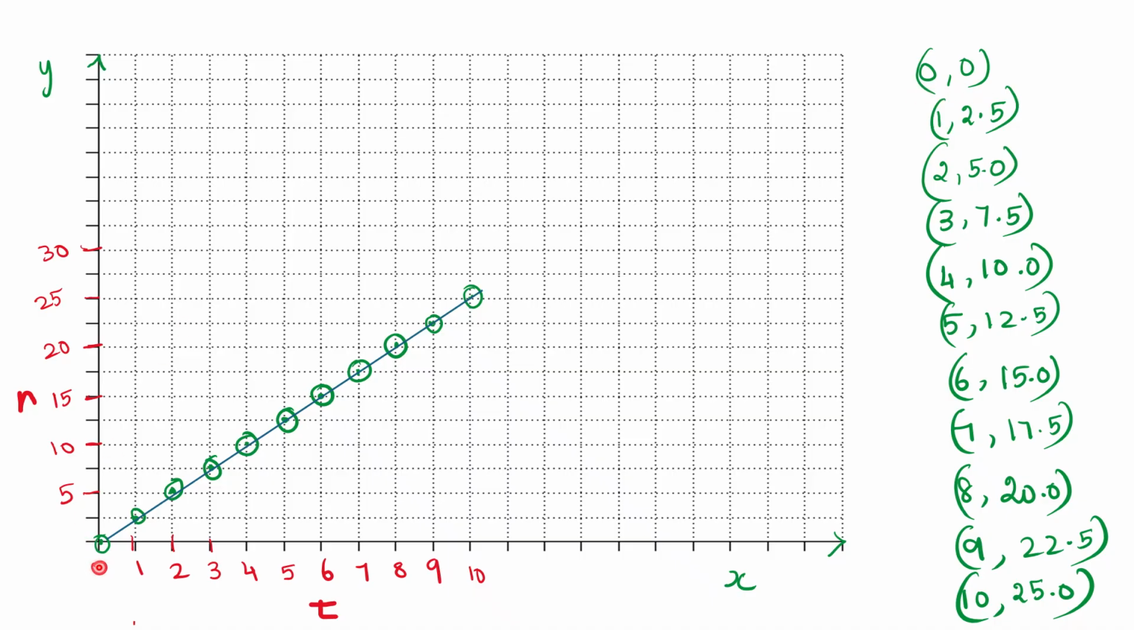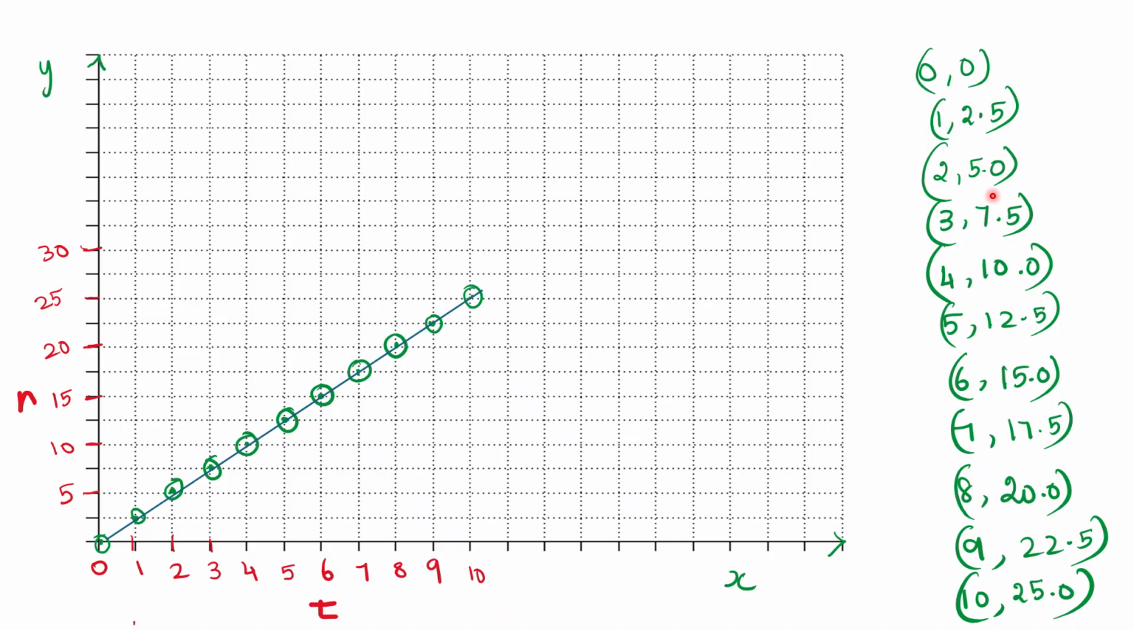First coordinate is 0, 0. So 0 from the x-axis and the y-axis also 0. So the meeting point is here, 0, 0. Now the next coordinate is 1, 2.5. So 1 we have to take from the x-axis and 2.5 from the y-axis. 2.5 is in the middle of 0 and 5. So 1, 2.5.